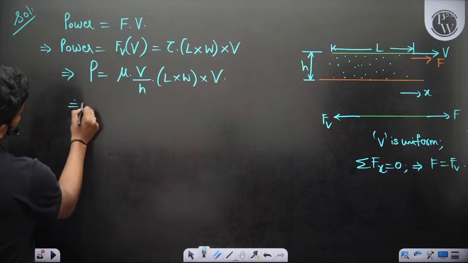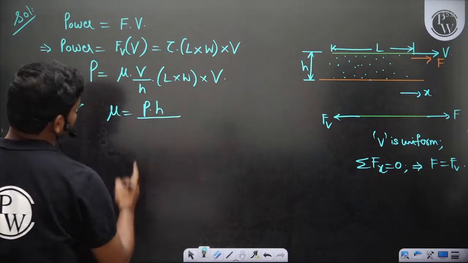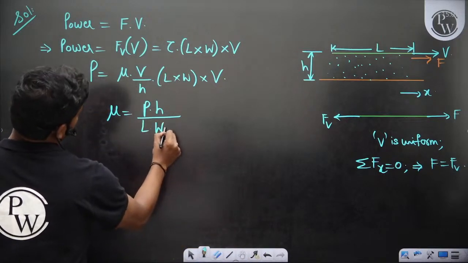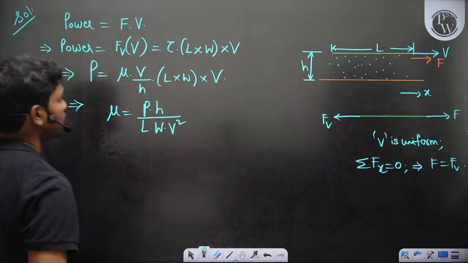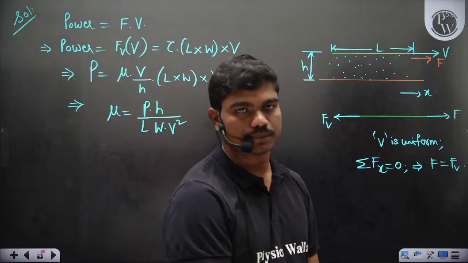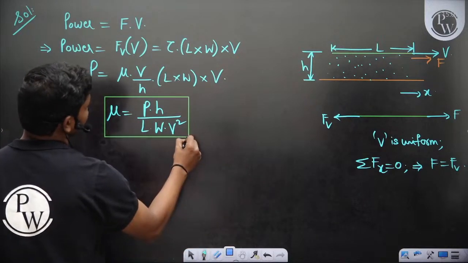Now you want mu. So mu is P h by L W V square, that's all. So P equals mu V by h into L into W into V, that's the expression you have. So let us substitute the values. Anyway, you have the expression.